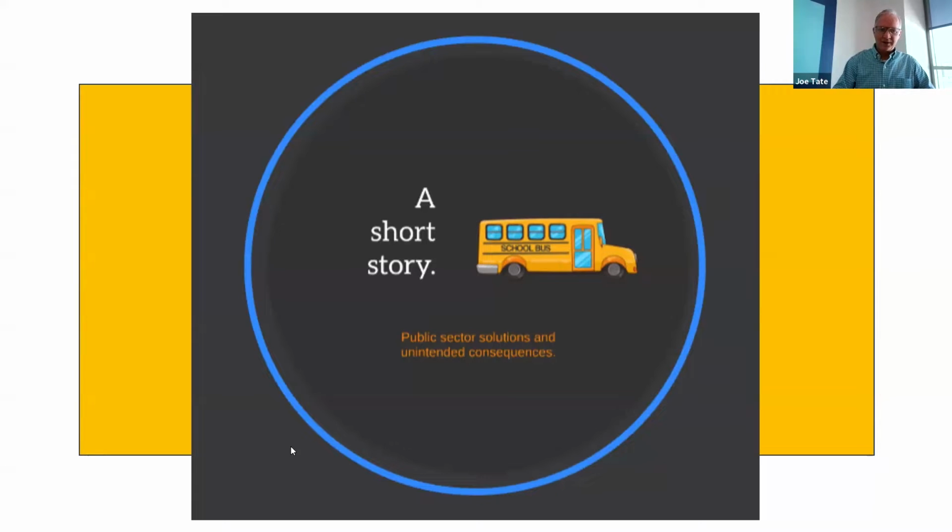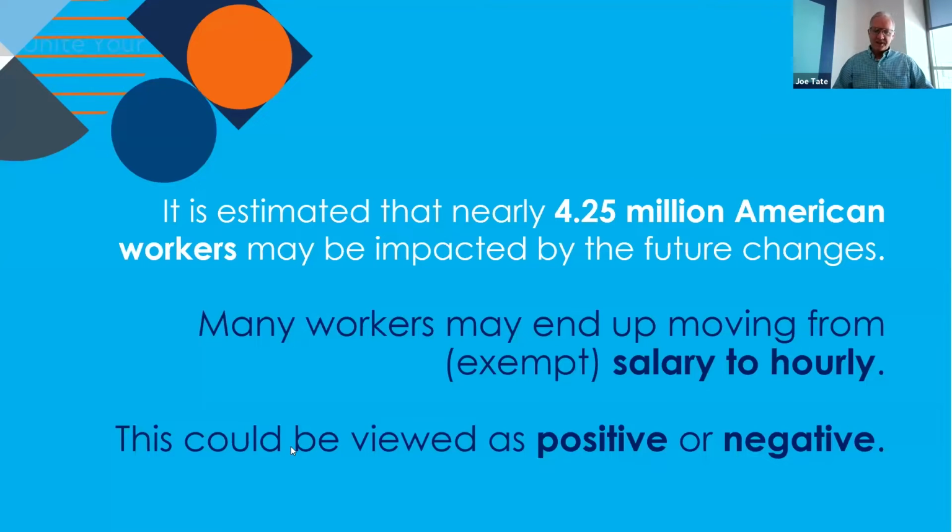So let's jump in. With these changes, it's estimated that nearly 4.25 million Americans may be impacted by the future changes, including the ones that are slated for this summer, and also the changes that will impact on January 1st of next year. Many workers may end up, and I put the word may in there, nothing's final until it's final, but they may end up moving from an exempt level, meaning the word exempt just means exempt from the overtime rules of the Fair Labor Standards Act.